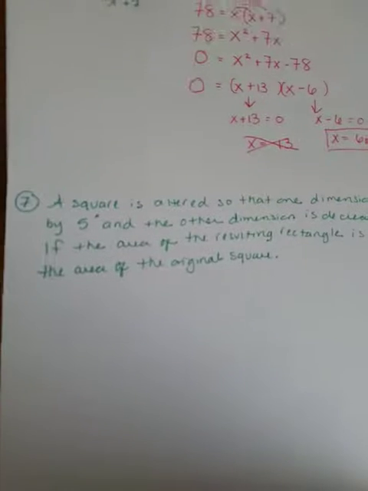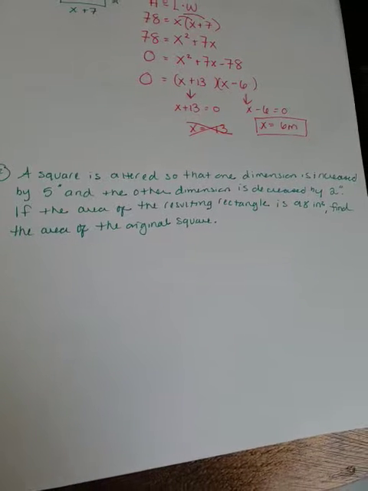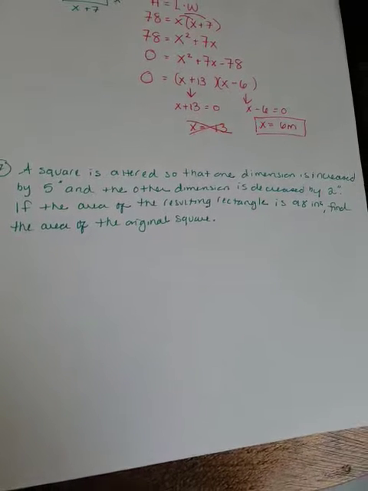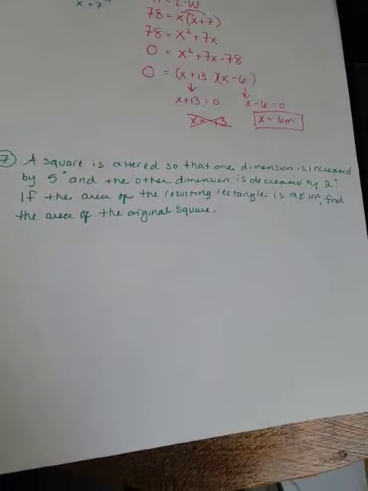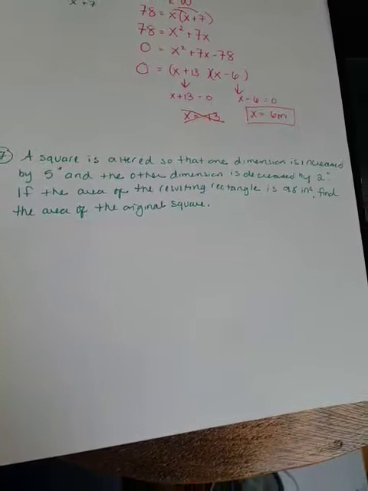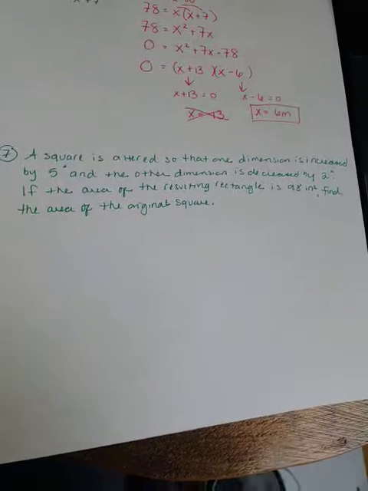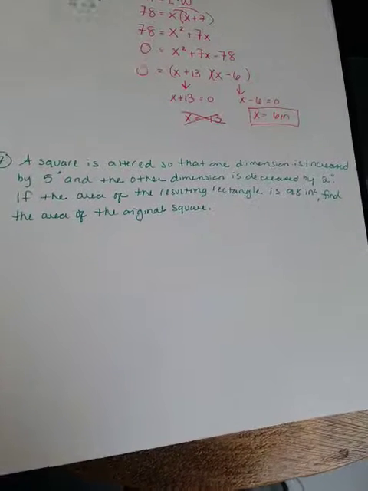The next one I'm doing from your homework is number 7, and it says a square is altered so that one dimension is increased by 5 inches and the other dimension is decreased by 2 inches. If the area of the resulting rectangle, because remember now you would have a rectangle if the sides were increased or decreased by different numbers, is 98 square inches, find the area of the original square.